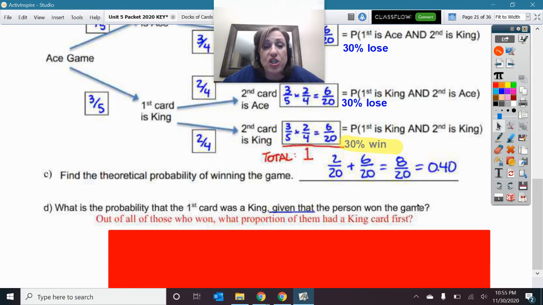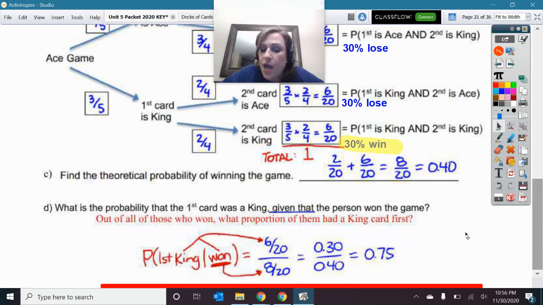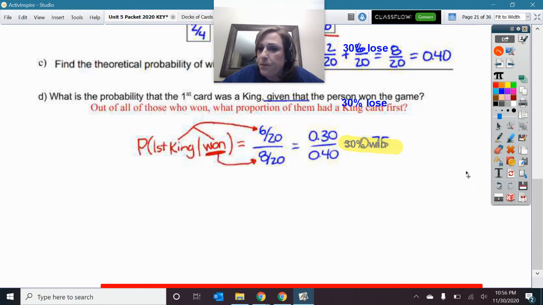Conditional upon a person having won. So that looks like this. Conditional, right here, conditional upon. In fact, I think I'm going to scoot this page up so we can see that better. So let's take a look at that. Okay, so these guys are in the way. So conditional upon you having won.